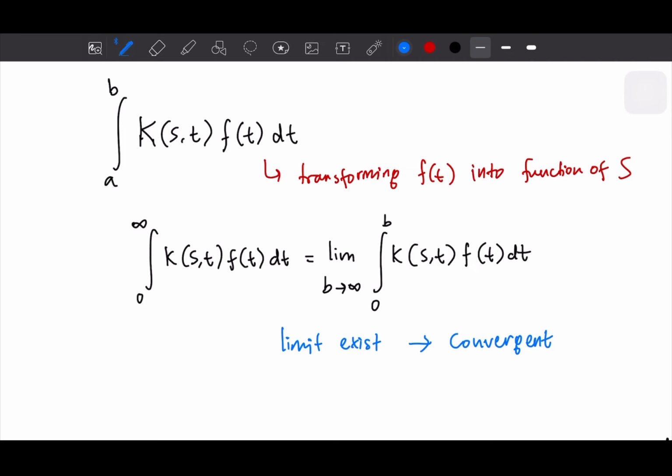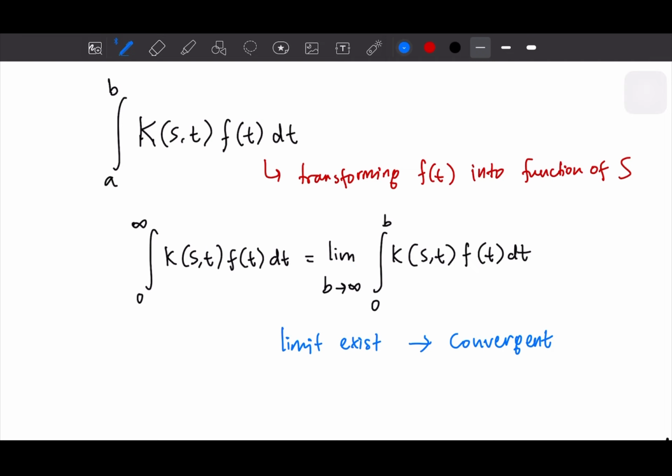Now the question is, how can we make sure the limit exists? We think about what kind of function we can take for k, and we can apply any function. But if you remember, the one that has a really significant impact in differential equations is the exponent. If we differentiate, it's still the e. If we integrate, it still has the e. So perhaps the e will be a better choice for k.